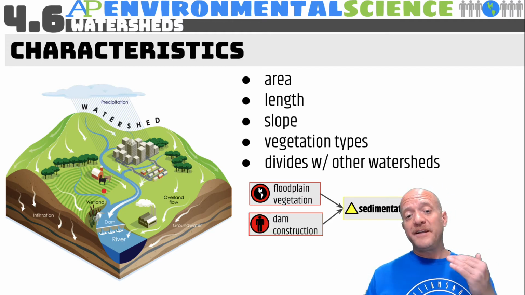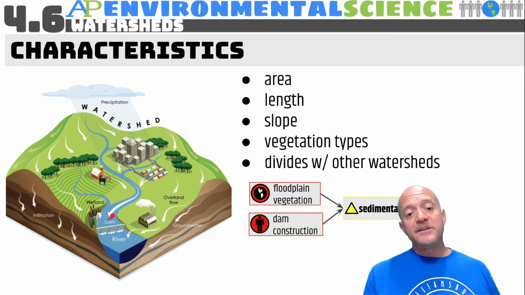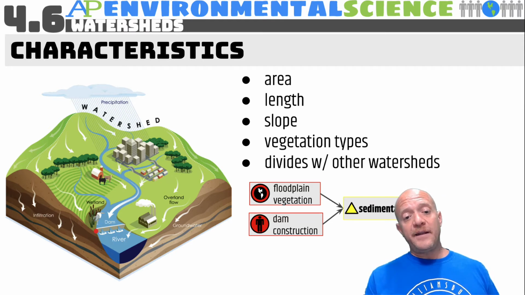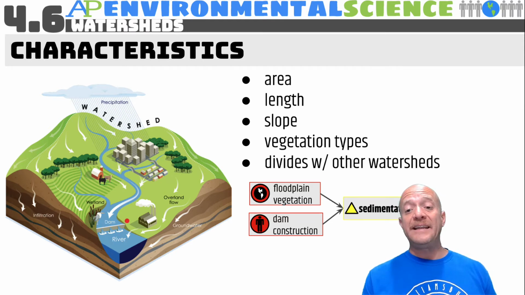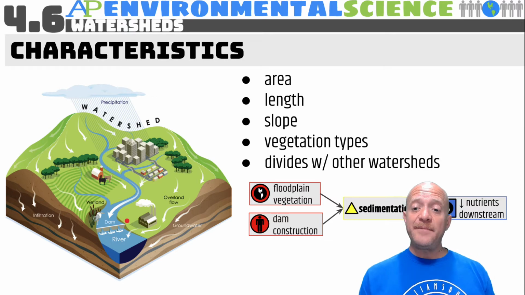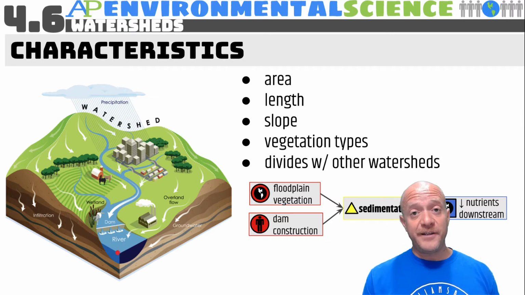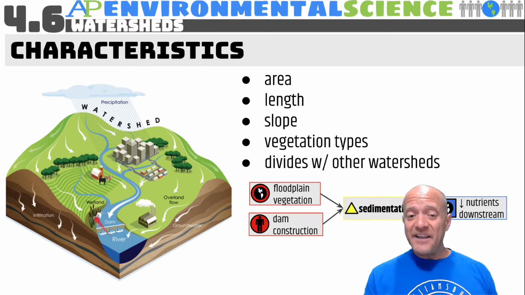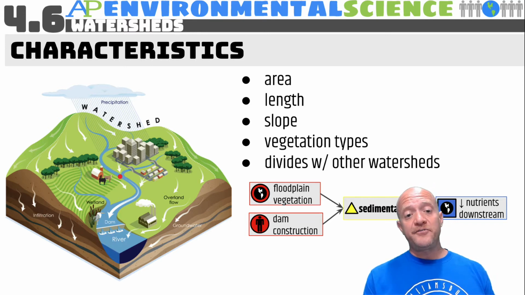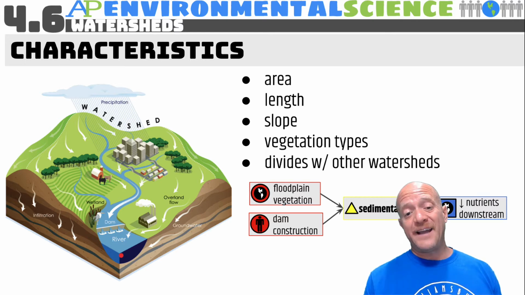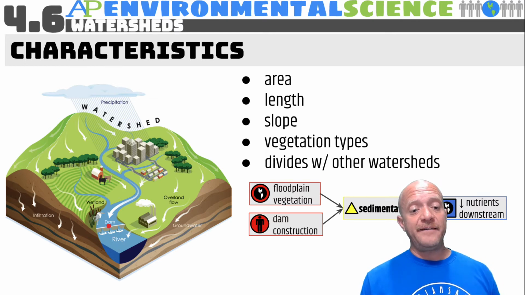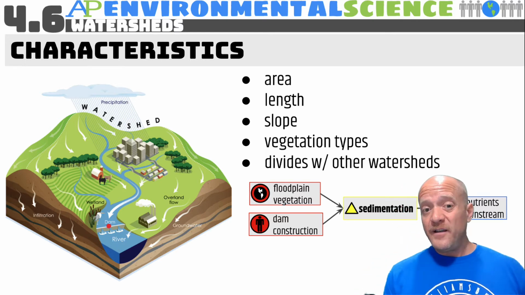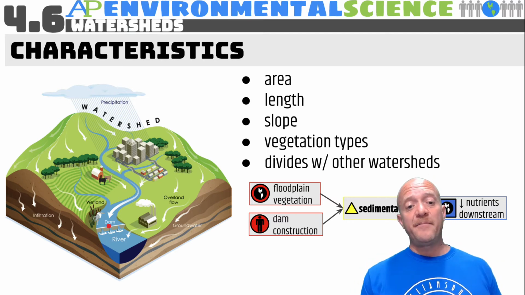It can also be from the construction of a dam. So you can have flooding and you can have the construction of a dam that will lead to sedimentation. And this sedimentation can reduce the amount of nutrients downstream. To test that, you would always want to check the nutrient levels upstream and check the nutrient levels downstream. And if you want to have a control, you want to see where there is very little impact from something else.